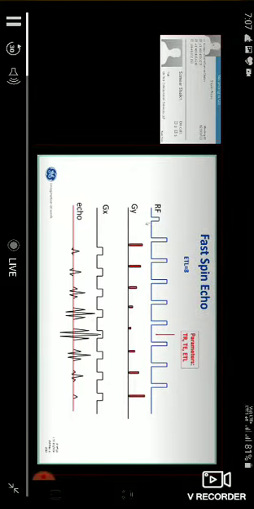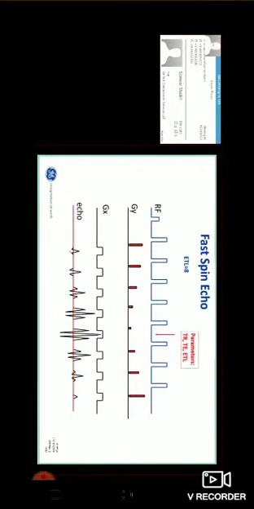In this case, we are giving 8 180 degree RFs after the first 90 degree RF. Simultaneously, we can see we have 8 different echoes with different amplitudes. So instead of one 180, we are giving 8 180s. We can say the echo train length is 8. Simply, the ETL means the number of 180 degree RF pulses after your 90 degree RF, or the echo train length.